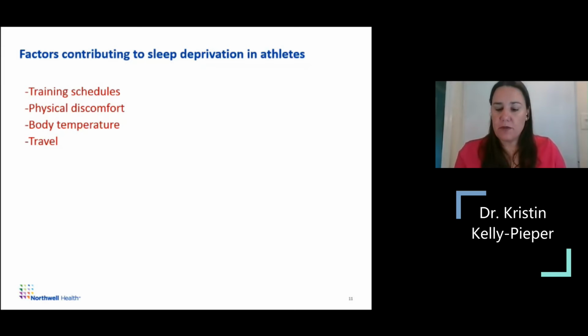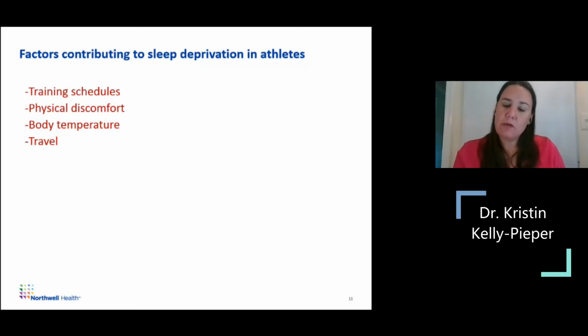Physical discomfort from sports, so sports-related injury, pain, body aches, overly hydrating during late night sports and then having to be up to go to the bathroom, all these things can sort of affect your sleeping at night. Body temperature is a problem when you have sports too close to bedtime.